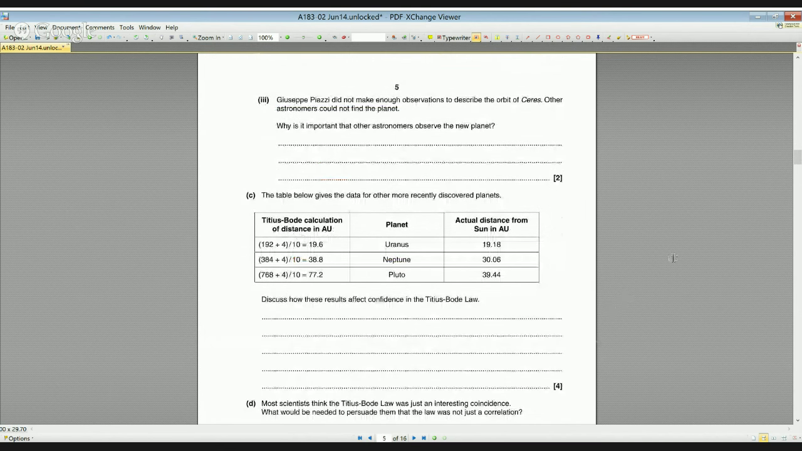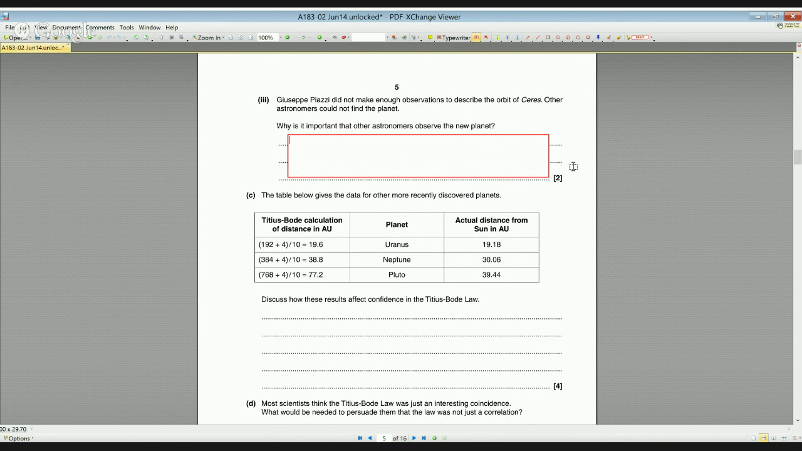Giuseppe Piazzi did not make enough observations to describe the orbit of Ceres. Other astronomers couldn't even find the planet. So why is it important that other astronomers observe the new planet? Well, this is a sort of a how science works question. It's really important that other astronomers observe the new planet because Piazzi could have been wrong. So they need to check the observations in order to increase reliability.